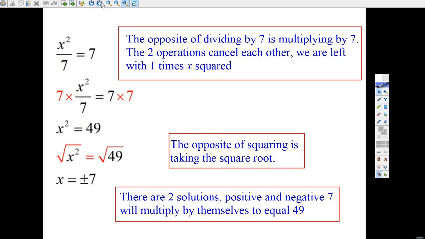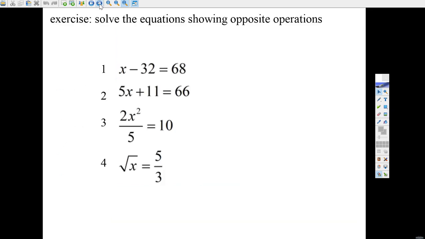So just look at these examples and think about opposite operations, because it's so important later on in all solving equations. And here's 4 questions pretty similar to the ones that we've done that you'll be able to try yourself. So good luck with that.